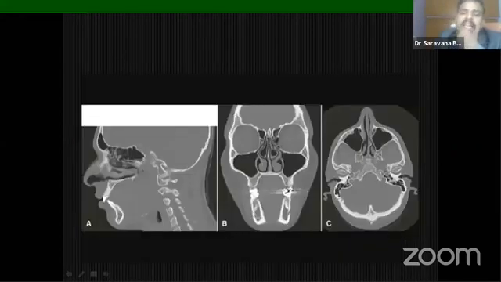Okay, again A is sagittal slice, just look at these places. B is coronal slice, C is axial slice. Okay, these are slices at the maxillary sinus level. Okay, three slices taken at the maxillary sinus level. In the axial slice C, this is the tip of the nose.